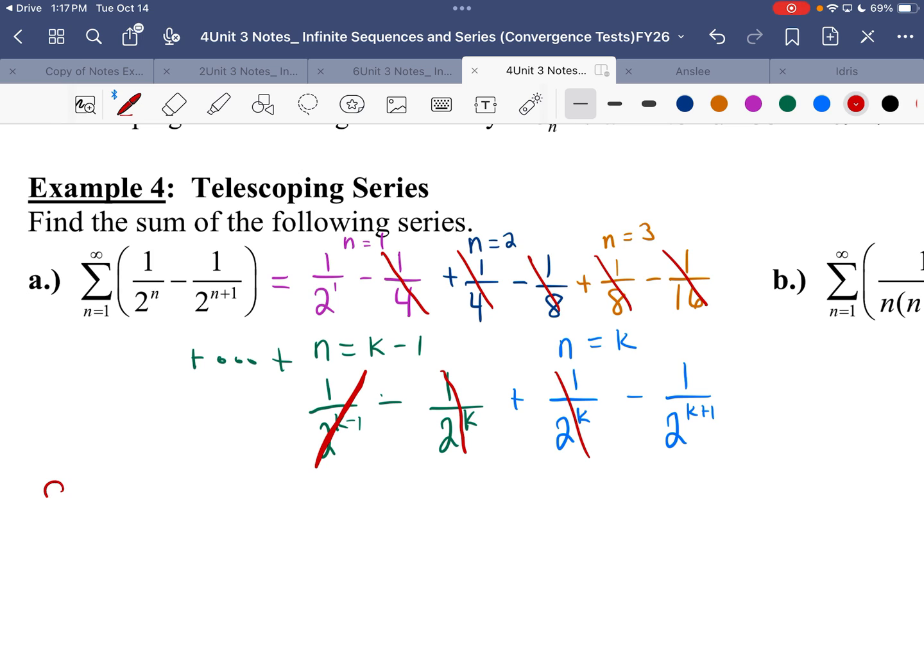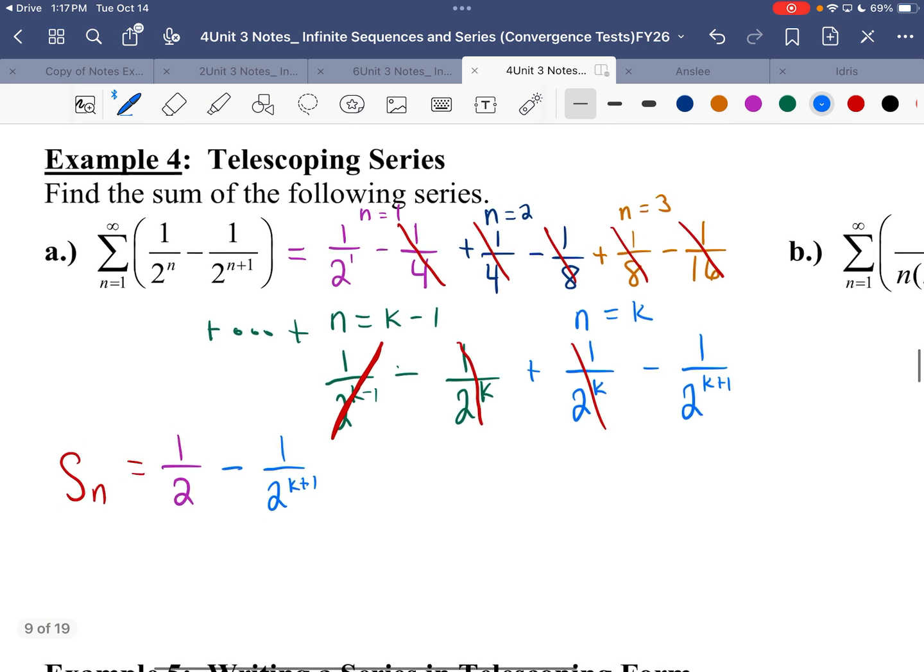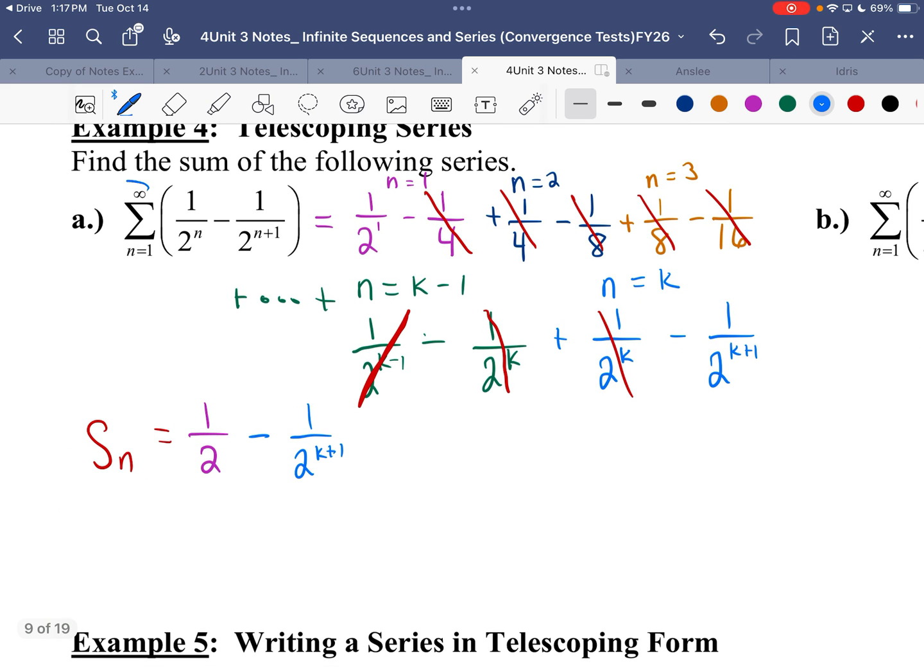So you're really left with this partial sum of 1 over 2, which is the first term, minus 1 over 2 to the k plus 1. We want to find the limit of this partial sum as it goes to infinity. Oops, I guess this is technically a k.